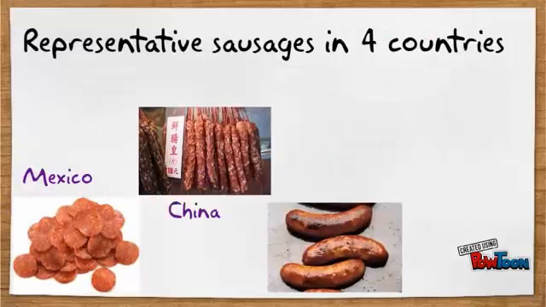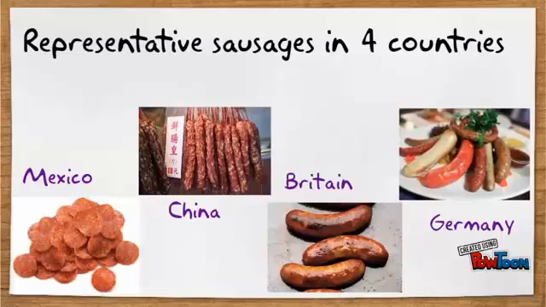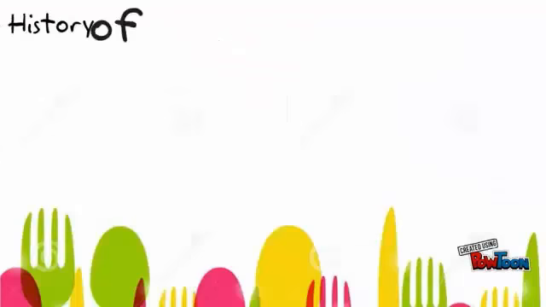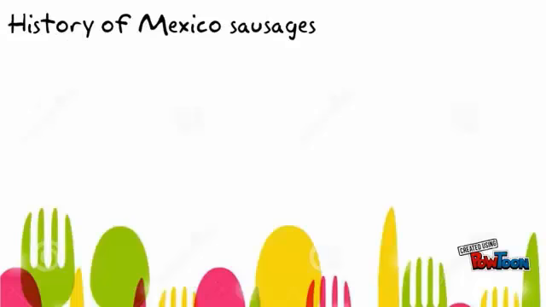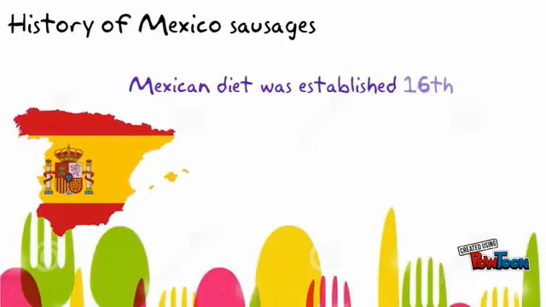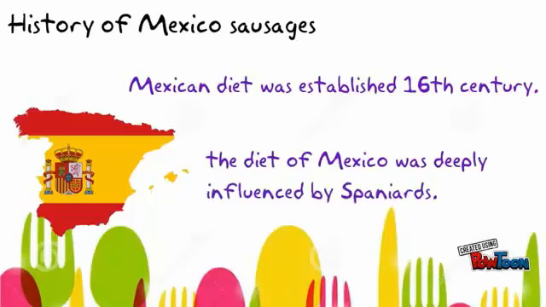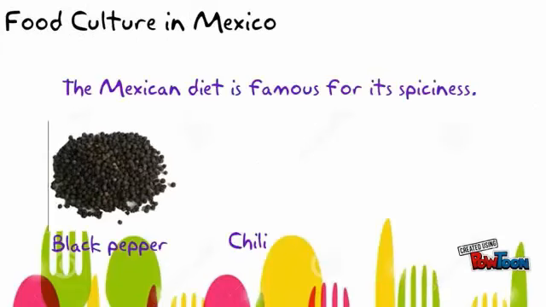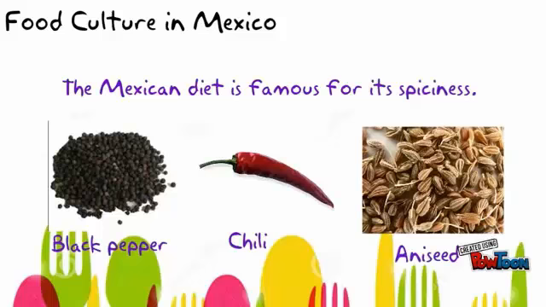Now let's take a look at different countries' sausage representatives. The first comes to Mexican sausages. They are chorizos and moronga. Let me introduce the food culture of Mexico. The Mexican diet was established in the 16th century. Having been dominated by Spain for a long time, the diet of Mexico was deeply influenced by Spain. The Mexican diet is famous for its spiciness. Different spices are used, for example, black pepper, chili pepper, and aniseed.